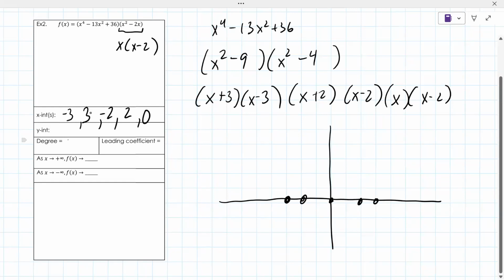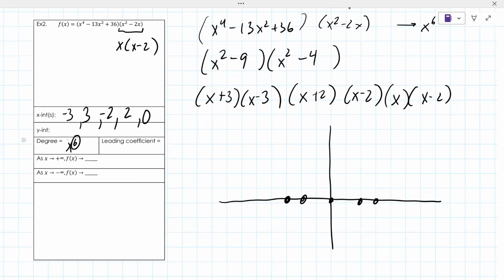The degree, it was a fourth degree, and then there was this x squared minus 2x. We talked last week how you grab the x to the fourth and the x squared to make x to the sixth. That's the degree, power of 6. You just add up the exponents in this case. Right, then the leading coefficient would be 1.